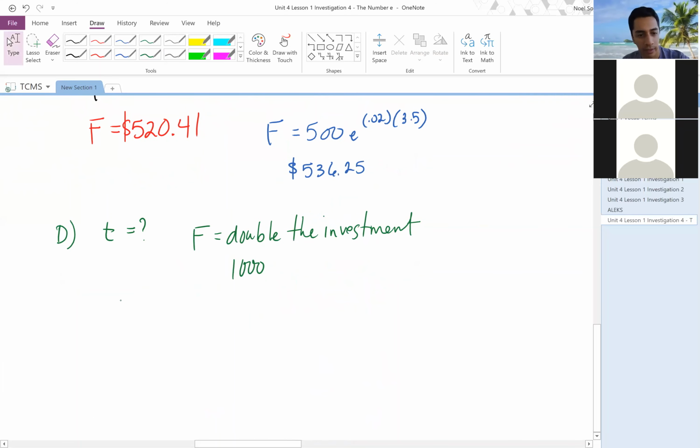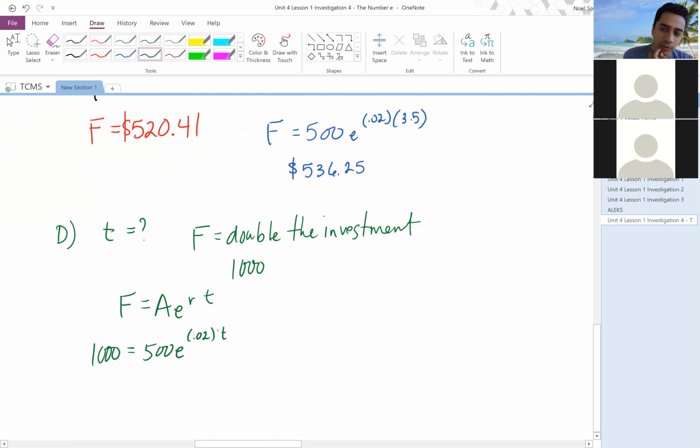So if we're rewriting our formula, F equals A times e to the rt, then we know that what we're trying to get to is 1,000. The initial was 500. e, it's a constant. r, we know the rate, it's 0.02, but we don't know time.